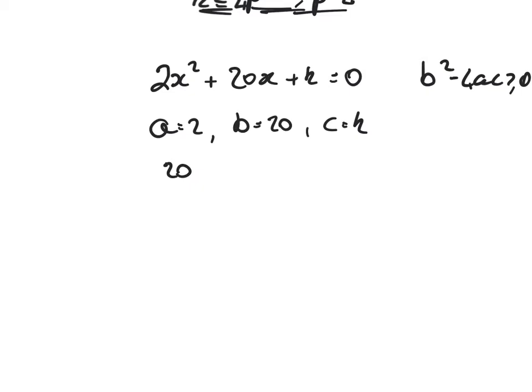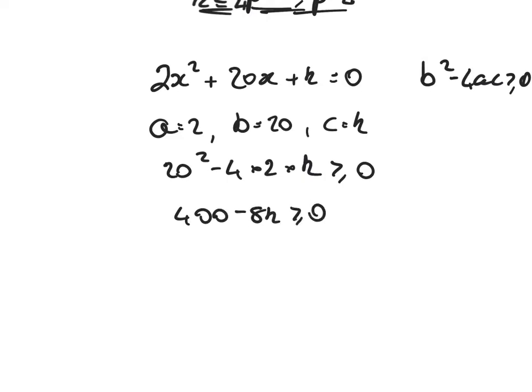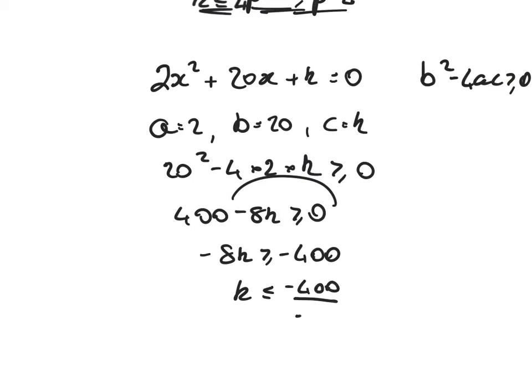So that's going to be 20 squared minus 4 times 2 times k is greater than or equal to 0. That'll be 400 minus 8k is greater than or equal to 0. Minus 8k is greater than or equal to minus 400. I'm about to divide through by a negative number, so flip that inequality around to less than or equal to minus 400 divided by minus 8. And the two negatives cancel out. 400 over 8 is 50. k is less than or equal to 50.